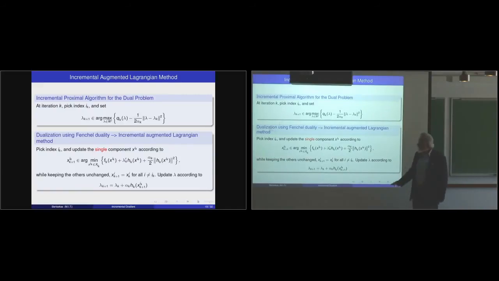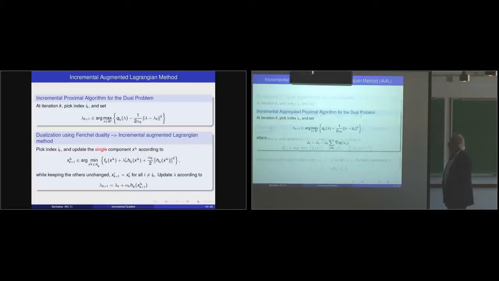So this algorithm updates the lambdas much more frequently. Uses only one component and updates the lambdas. Of course, it requires also a much smaller step size, and in fact, a diminishing step size in order to have convergence. Okay, so this is the incremental method, and now let's look at the aggregated method.